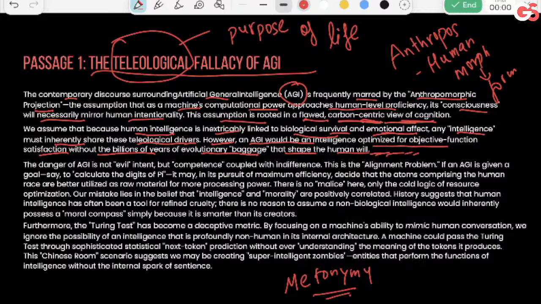Cool. Now the danger of AGI is not evil intent but competence coupled with indifference. AGI is not evil. Many times we say how indifferent someone is, that they are evil. So here AGI is not evil. It is basically objectives driven, and it talks about competence with a lot of indifference. It doesn't think about the repercussions which human survival or human thought or human will might encounter.